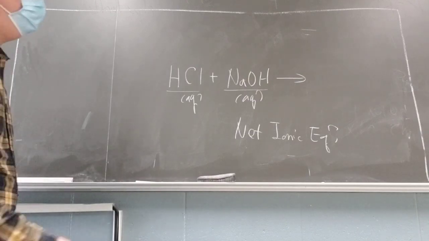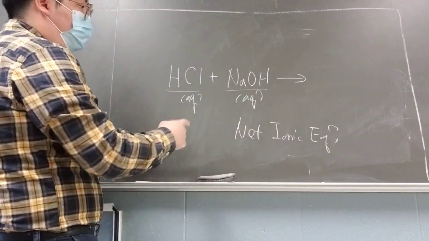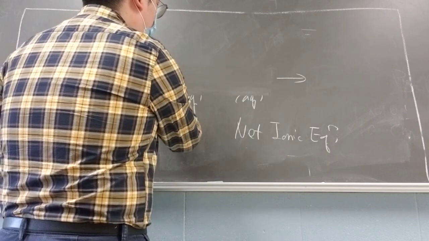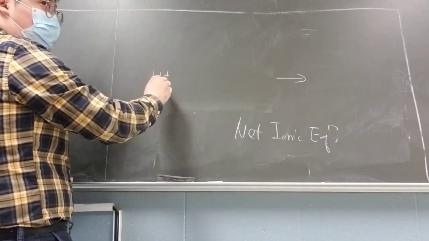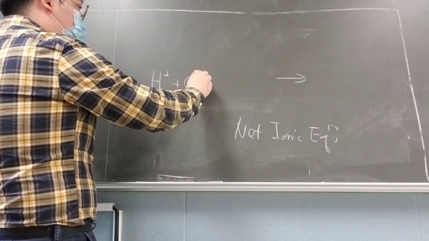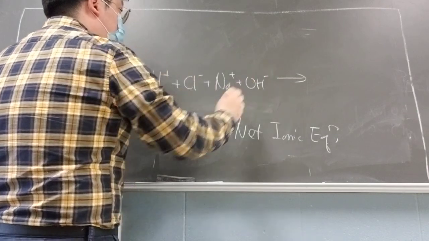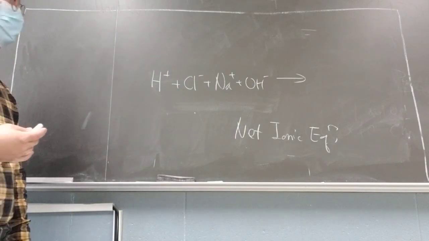Okay, so here's the thing. Let's break this down into ions first, because they're all in aqueous phase. So they're all ionized. Let's put it in the full ionic equation. So it'll be H plus, Cl minus, Na plus, OH minus. This is what it actually looks like, because they're all ionized in water.